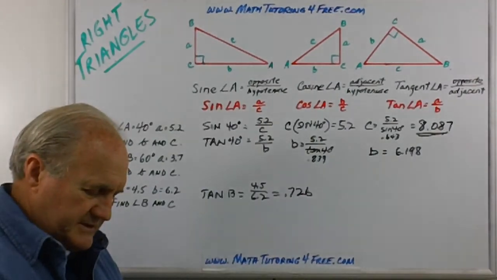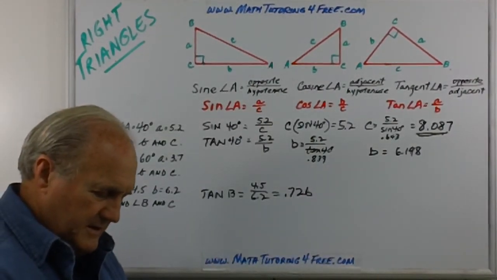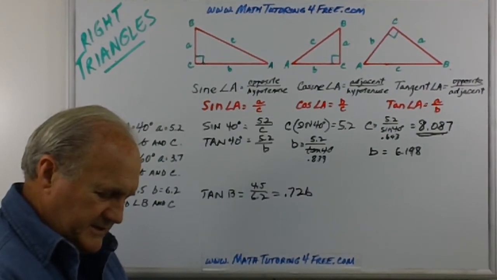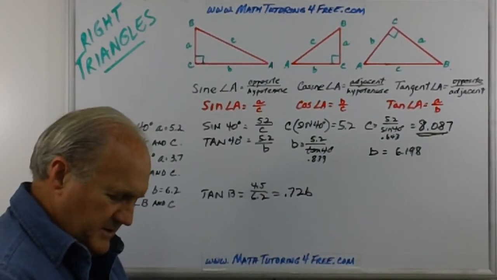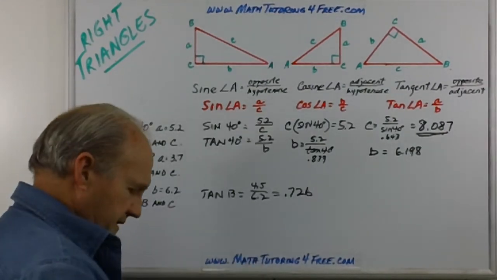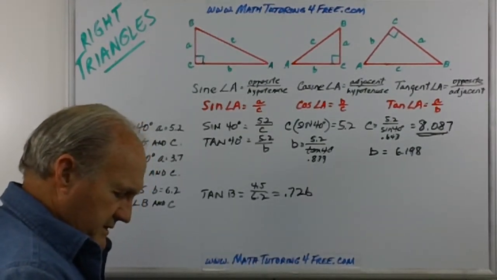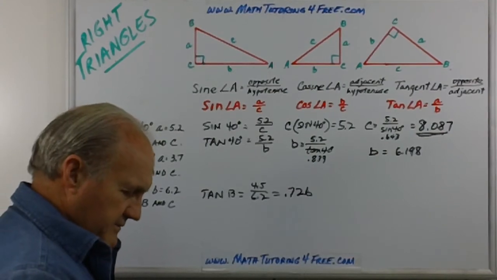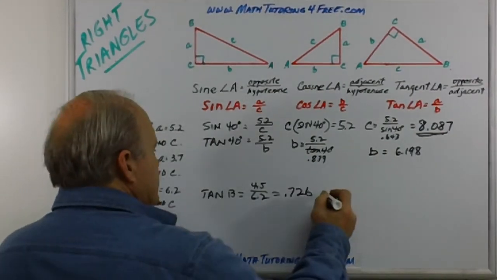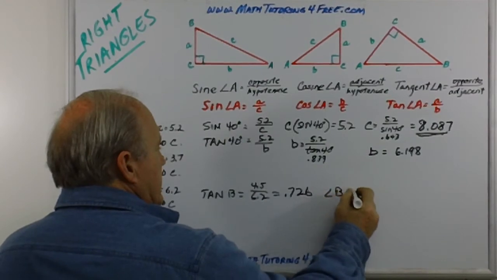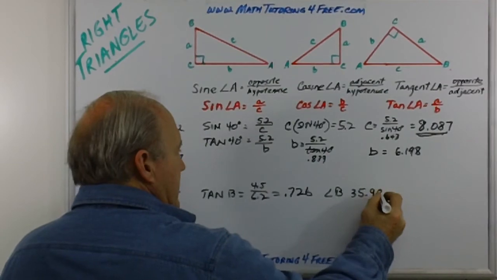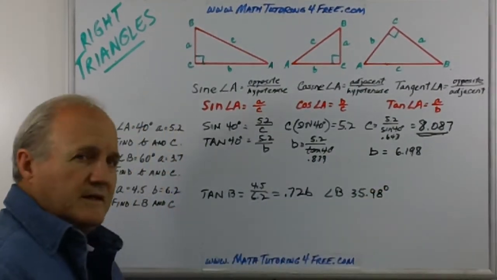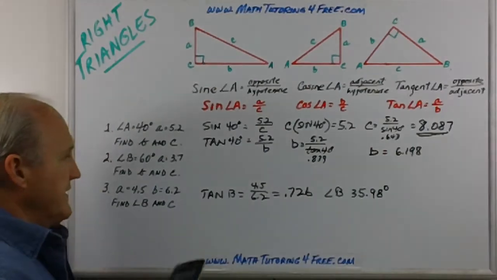And then when you hit tangent, it should come up with a tangent minus 1. Let me try that again. Shift, tangent minus 1, and then we put in 0.726. Hit the equal sign, and it comes back and says that angle B is 35.98 degrees. Okay, do you see how we solve for the angle there?